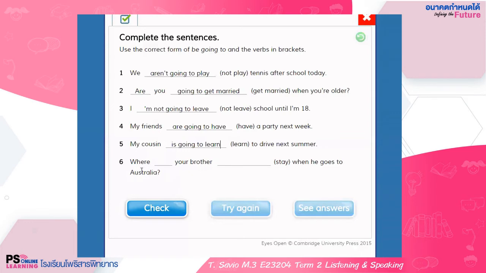And number 6, where your brother stay when he goes to Australia. The be form will be is. Where is your brother going to stay when he goes to Australia? Number 6, where is your brother going to stay when he goes to Australia?